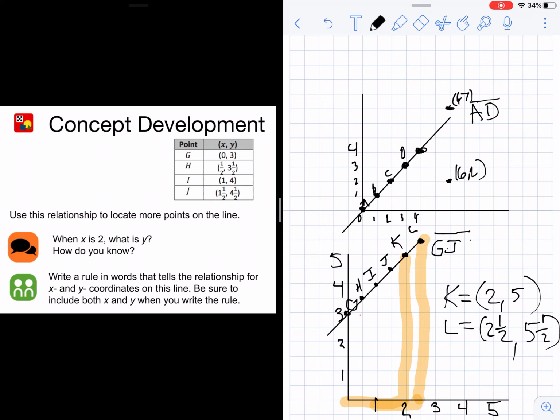So what I want you to do is write a rule in your own words that tells the relationship for the x and y coordinates on this line. Be sure to include both x and y when you write the rule. So what is the rule going to say?